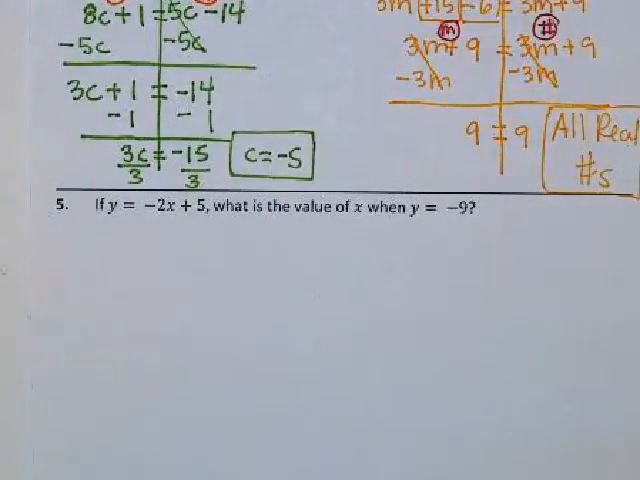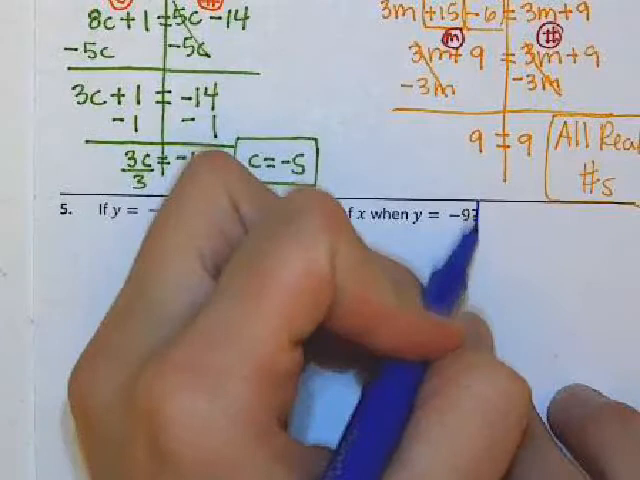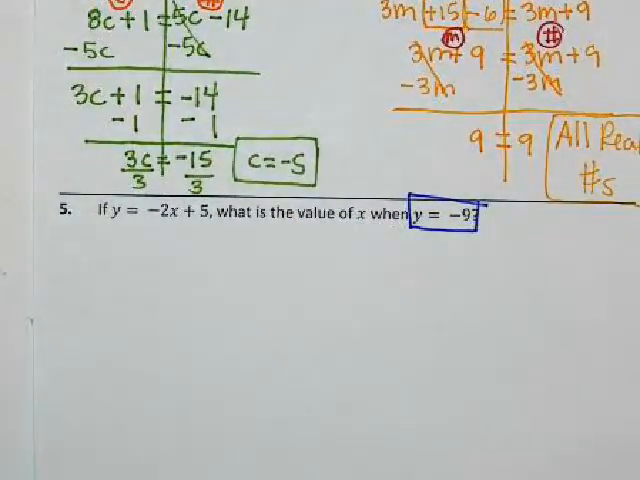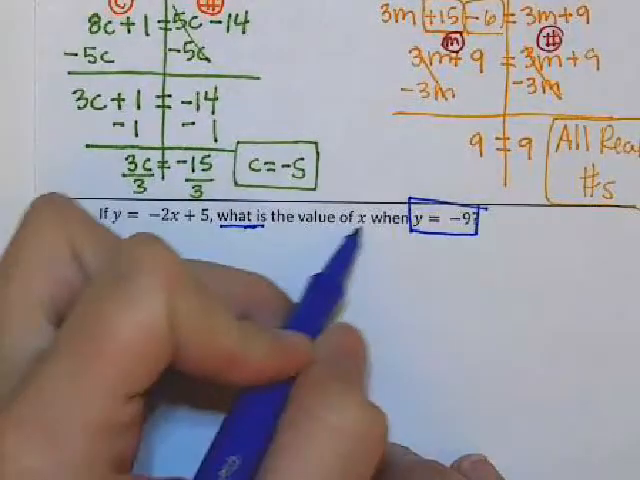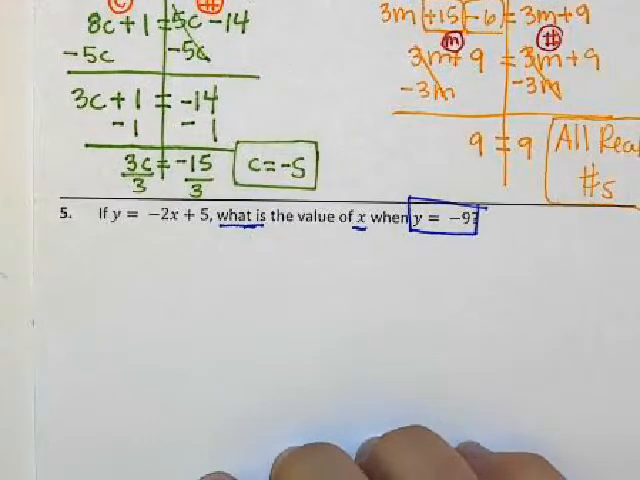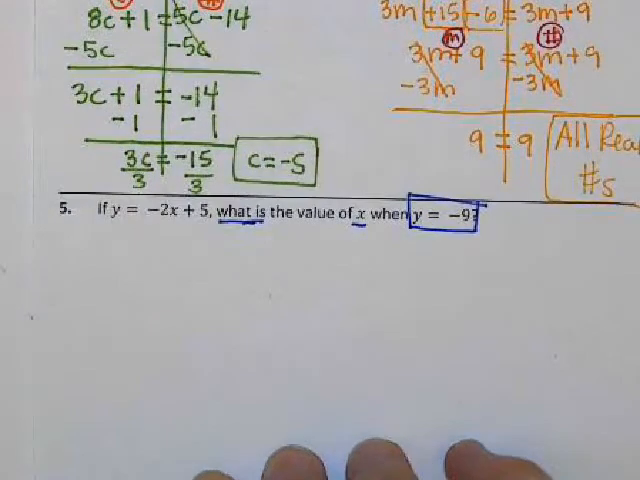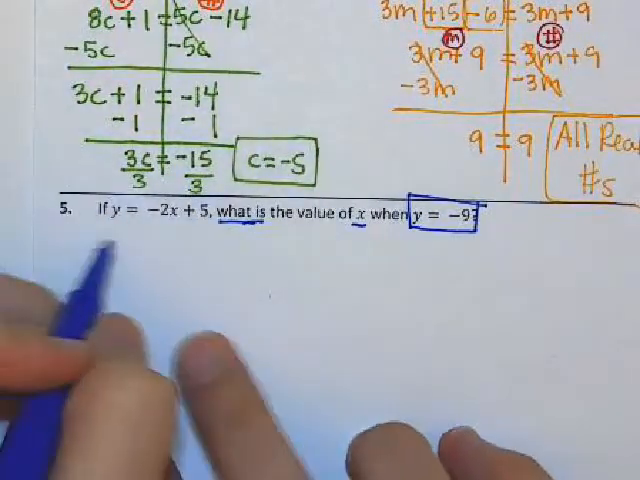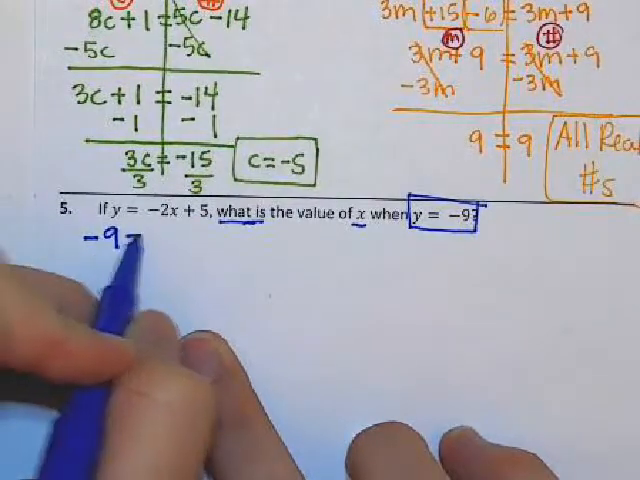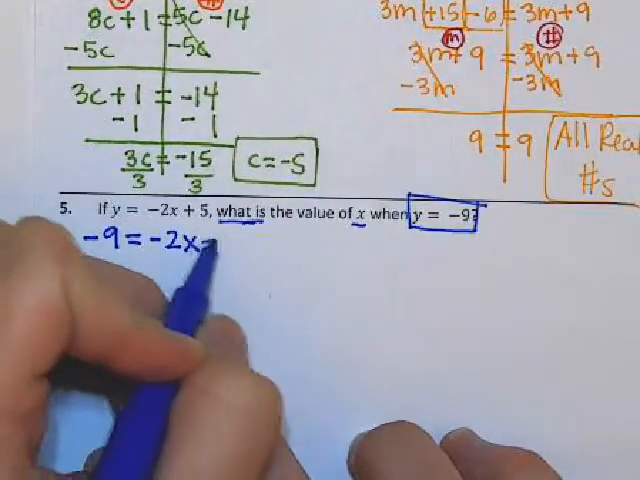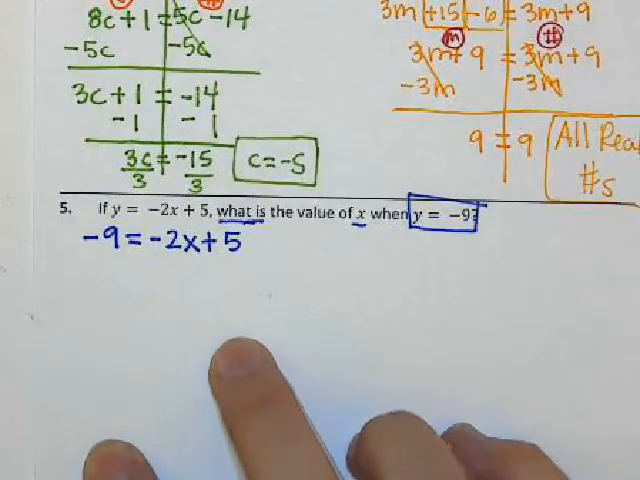Number 5 says, if y equals negative 2x plus 5, what is the value of x when y equals negative 9? So what information is it giving me? It tells me what the y is. y is negative 9. What's it asking for? What is x? So how would I find x? Plug in the y. If I know y is negative 9, instead of writing y, I'm going to put negative 9 equals negative 2x plus 5, and I'm going to solve for x.